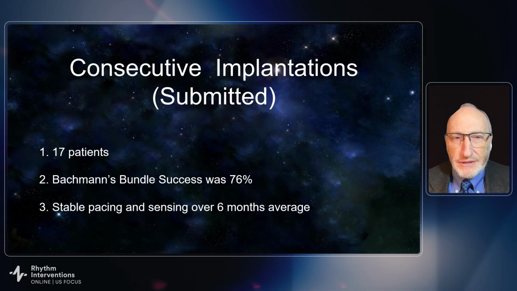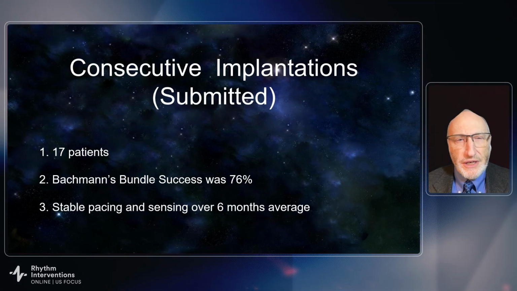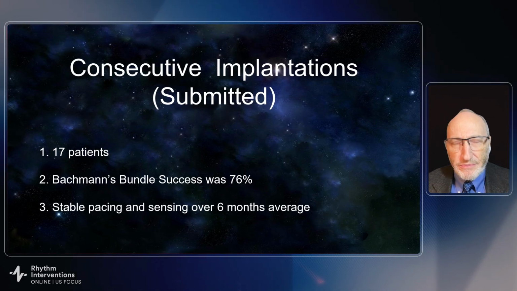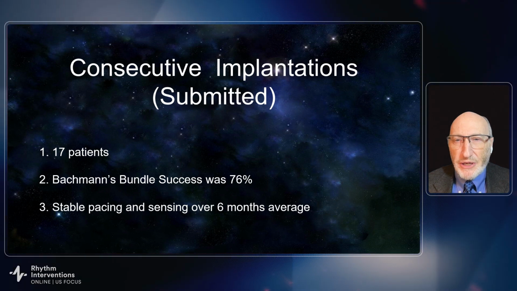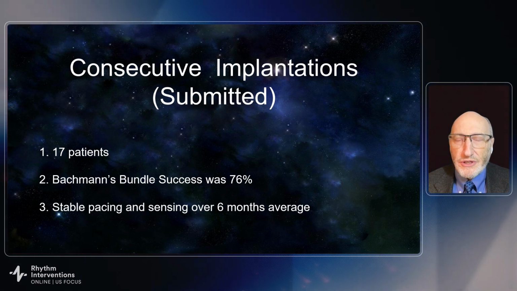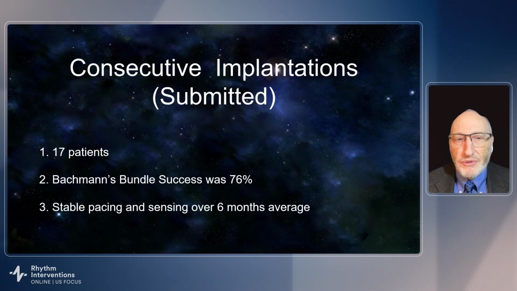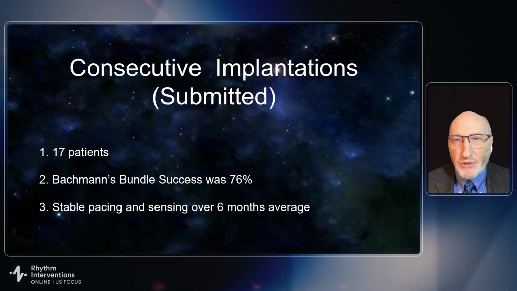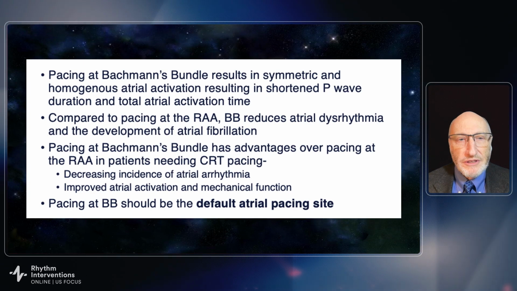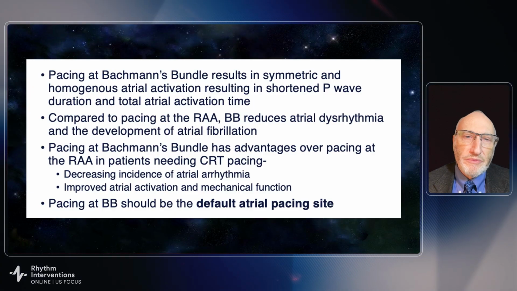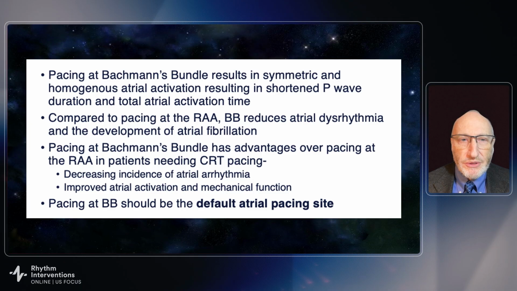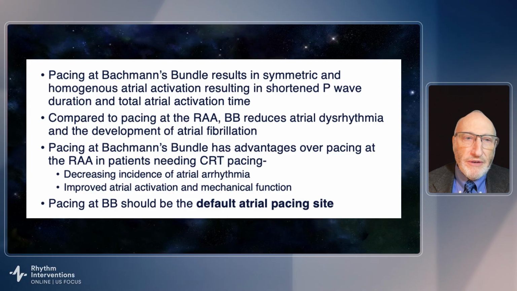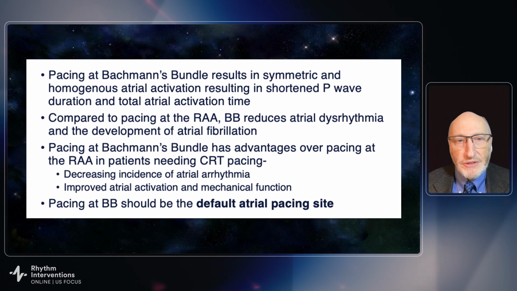So we have looked at how successful this is. In this submission, we had 17 patients. We were successful in getting Bachmann's about 76%. So there are some patients that do not seem to be able, with the current system, to achieve a Bachmann's bundle site. So I think the main takeaway is that pacing at Bachmann's bundle results in more symmetric and homogeneous atrial activation. It results in a shorter P wave duration and decreased atrial activation time.